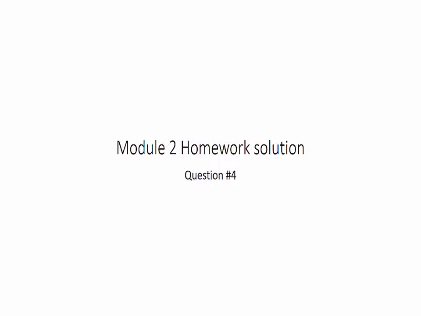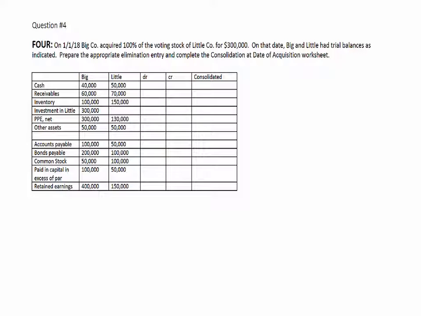Let's go ahead and go through the solution to question 4 from the Module 2 homework. This is a very short and straightforward, I was about to say short and sweet, but it's not short and straightforward, consolidation at date of acquisition of a wholly owned subsidiary acquired at book value. So here we have the information.